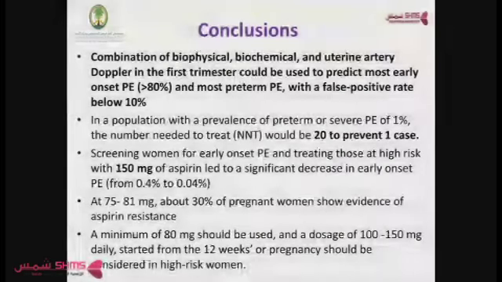I think these are just a few conclusions: screening is important, prevention by using aspirin is important for preeclampsia, treatment to prevent acute high blood pressure is essential, and preeclampsia is always our nightmare, so we do not take it easy. Thank you.